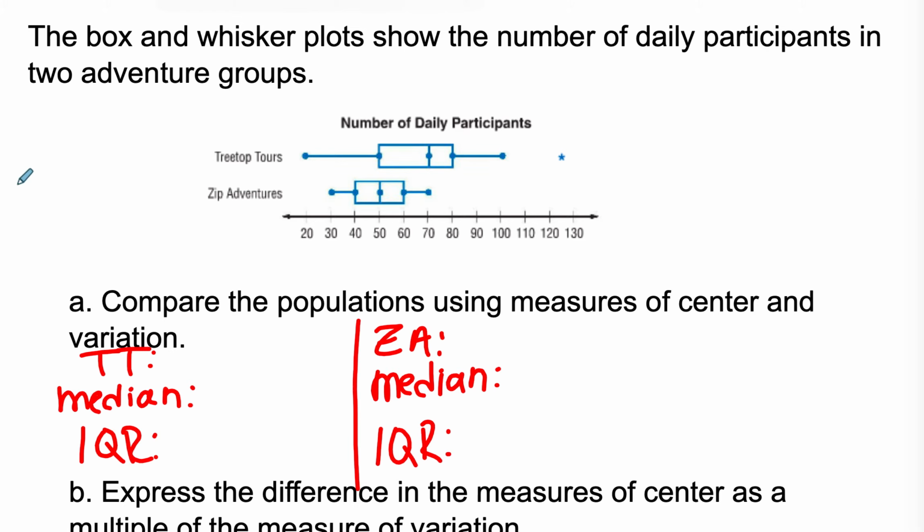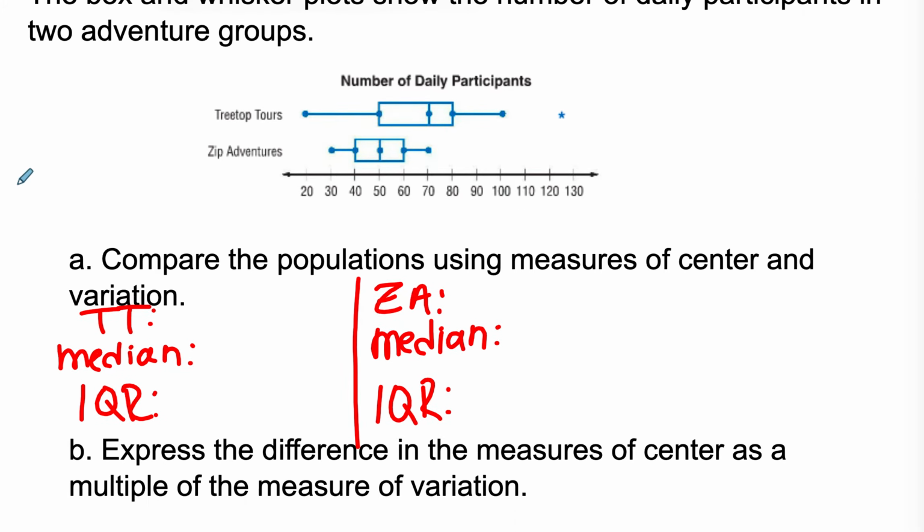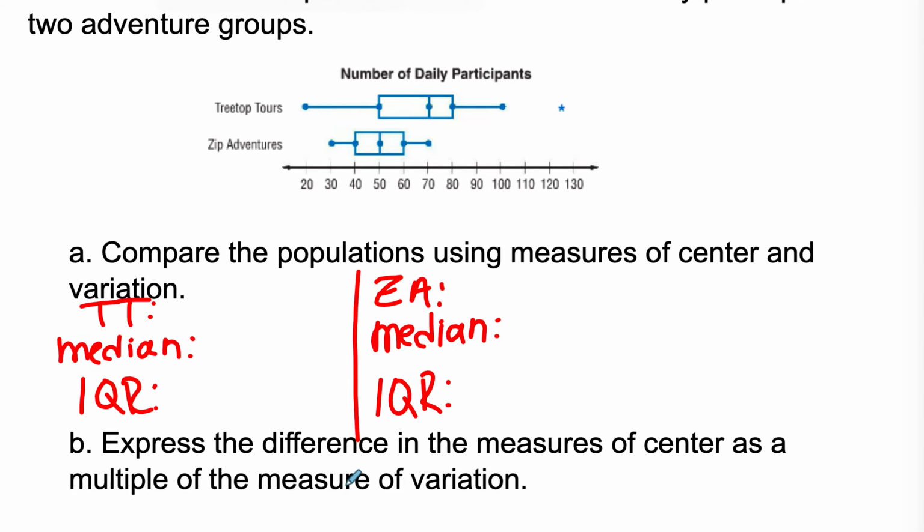All right, so you need to figure out the rest of this problem. So we're going to compare the populations using measure of center and variation. You need to find the median and the IQR for each one. Remember, median is the line in the middle of the box plot. IQR means we're subtracting the numbers that are on the ends of the box plot. If you're not sure what numbers they are, then you can just kind of estimate. And then you need to write a sentence to compare the populations using your measures of center and variation. And then you need to express the difference in the measures of center as a multiple of the measure of variation. Go ahead and pause the video and finish this problem.